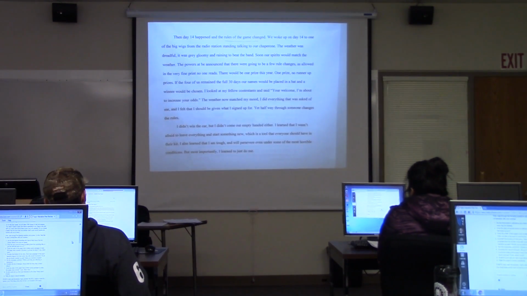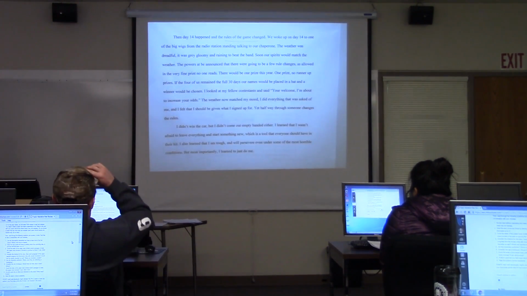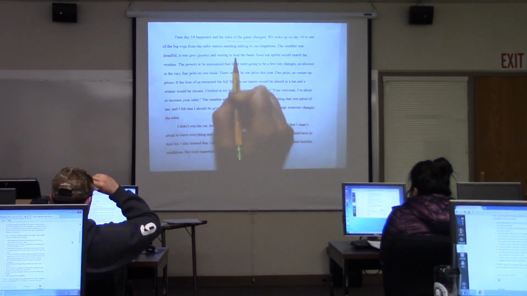We woke up on day 14 to one of the big wigs from the radio station standing, talking to our chaperone. The weather was dreadful. It was gray, gloomy, and the rain to beat the band.